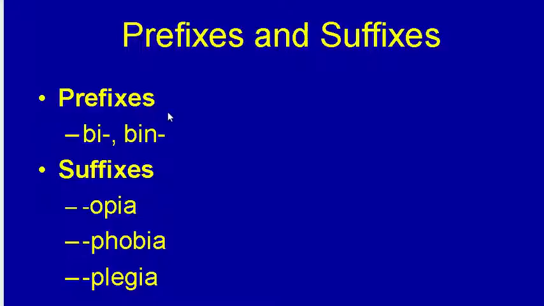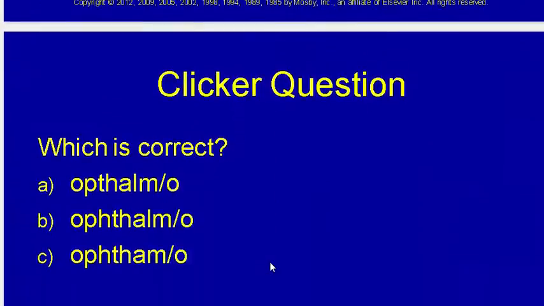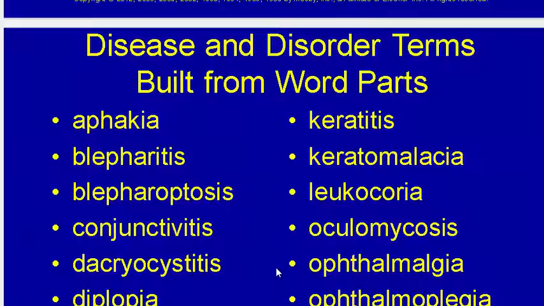Our prefixes are bi and bin, bin as in binocular. Suffixes: opia, phobia, plegia. So you can see right here some of the disease and disorder terms built from word parts. Remember, on the test, you will have to know how to put these word parts together.